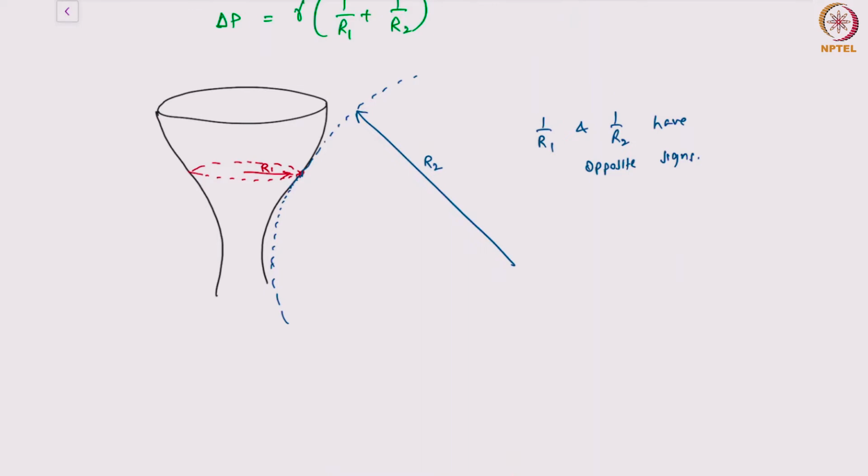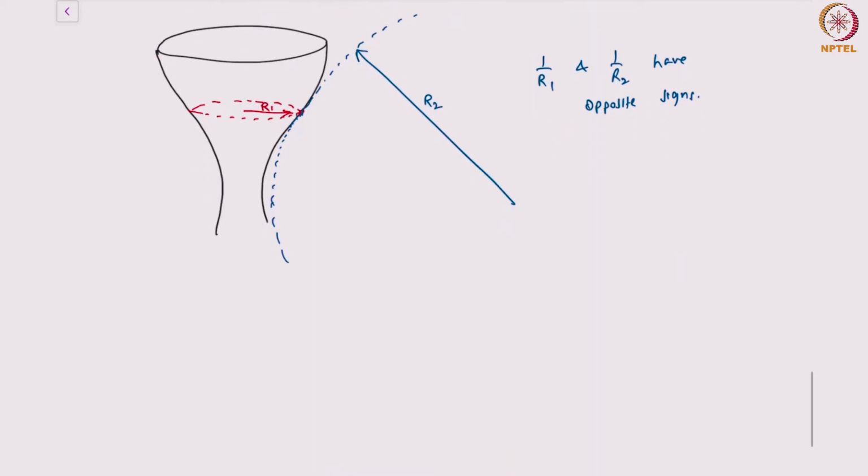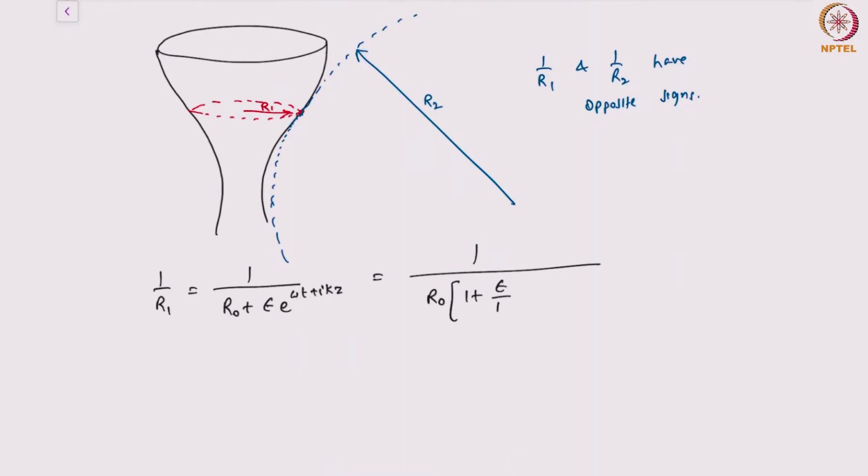Okay. So let's start with calculating what 1/R1 is. 1/R1 is nothing but 1 over the radius modulated. So it is nothing but 1 over (R0 plus epsilon e^(ωt + ikz)). Epsilon is small, so I can take R0 outside: 1 over R0 times (1 plus epsilon/R0 times the exponential of ωt plus ikz).